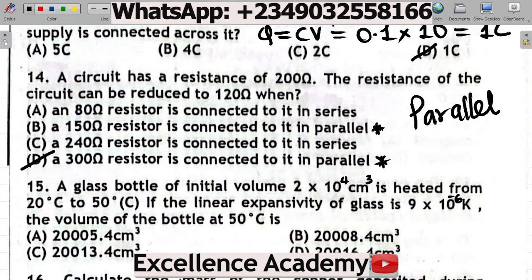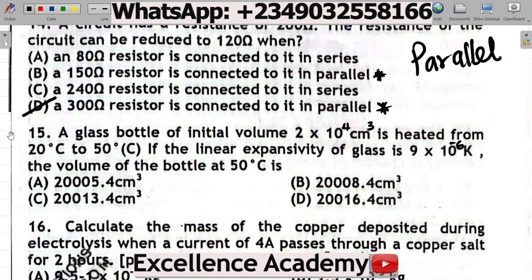All right. Next up, question number 15. It says a glass bottle of initial volume 2 times 10 to the power 4 cm cube is heated from 20 degrees Celsius to 50 degrees Celsius. If the linear expansivity of glass is 9 times 10 to the power minus 6 per Kelvin, the volume of the bottle at 50 degrees Celsius is, you have option A, option B, option C, and option D. So which of these options is the correct answer?